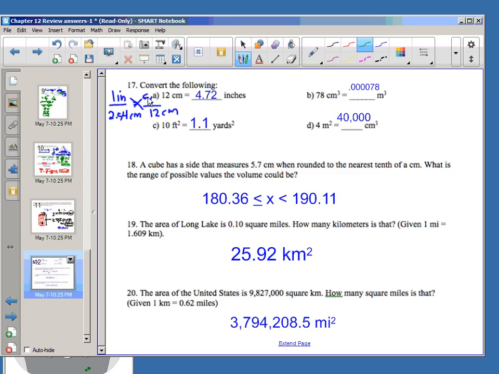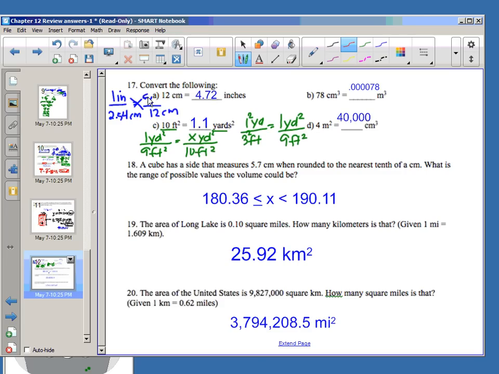Now I get to a little bit trickier one. It's going from feet squared to yards squared. I know that there's 1 yard per 3 feet. But I'm in square feet and square yards, so I need to square those. So there's 1 yard squared per 9 feet squared. My proportion is going to look like this: 1 yard squared over 9 feet squared. I don't know how many square yards are in 10 square feet, so I'm going to have x yards squared over 10 feet squared. When you cross multiply, you should get 1.1 yards.